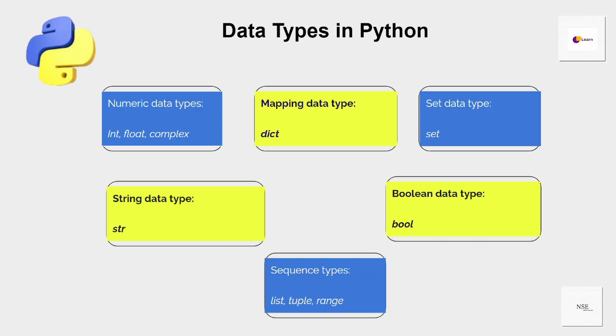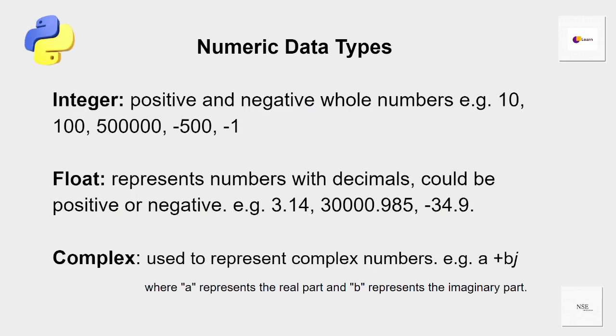In this series, we are going to consider the data types one after the other as we progress. Particularly today, we will talk about the numeric data types. Numeric data types are integer, float, and complex. Think of integer as positive and negative whole numbers, just as shown here in these examples. Think of float as representing numbers with decimals. It could be positive or negative, just like we see here in these examples. Think of complex as representing complex numbers.